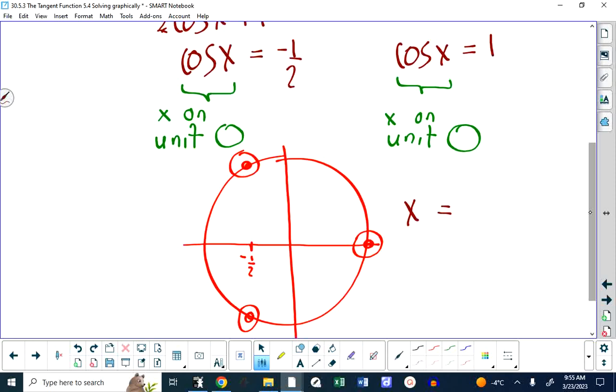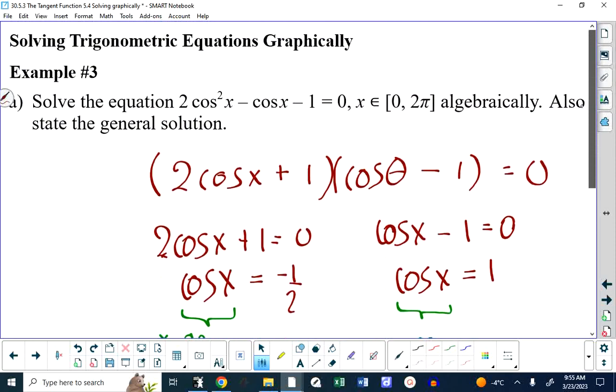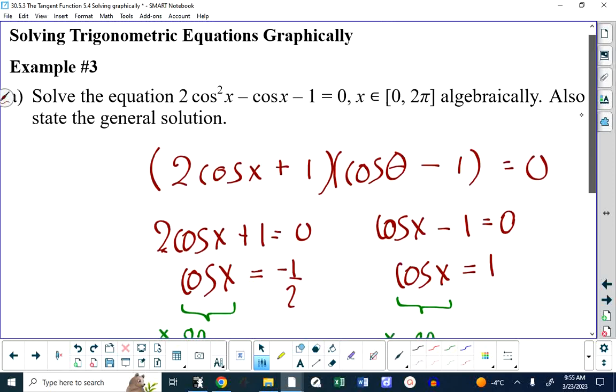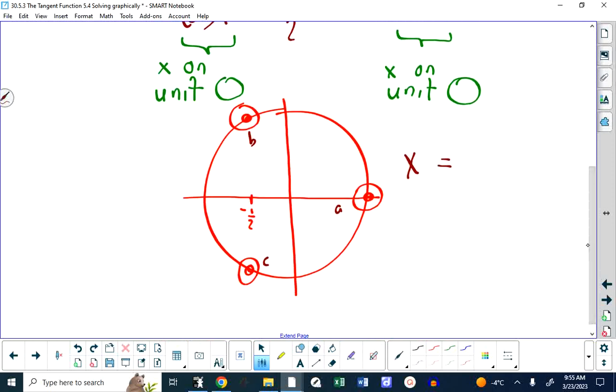But what is the rotation angle to get to this first location? I'm going to letter these as A, B, C. Well, that's 0 and 2 pi. Do we include 0? Yes. Do we include 2 pi? Yes, because of the square brackets. So x or theta equals 0, 2 pi.